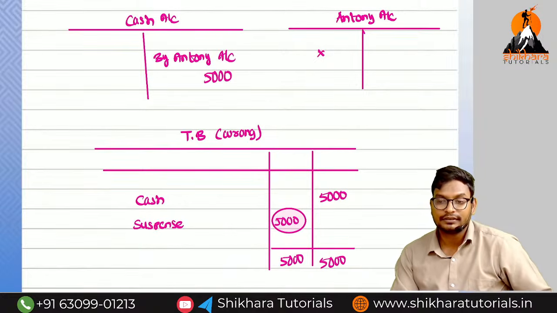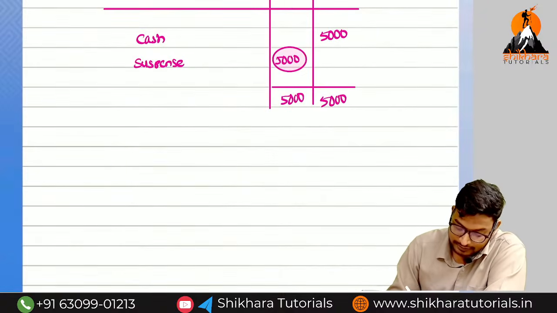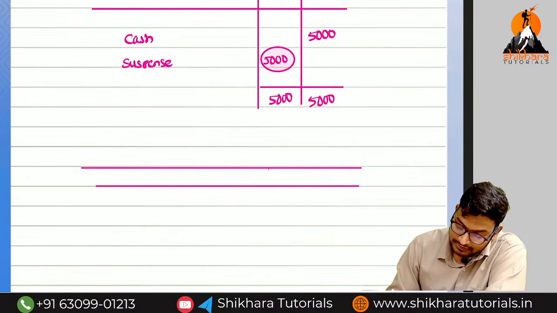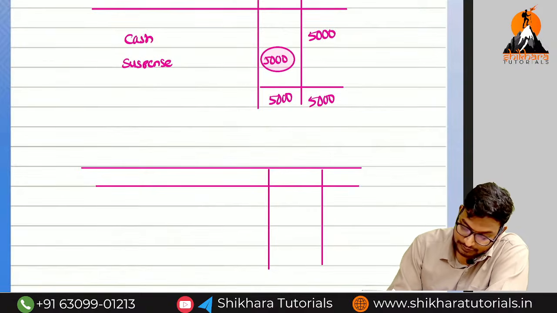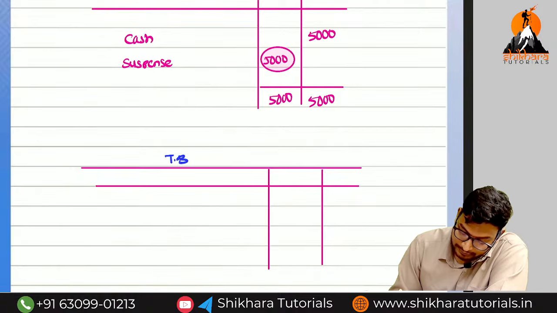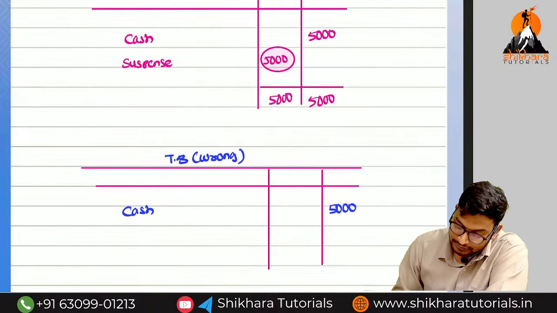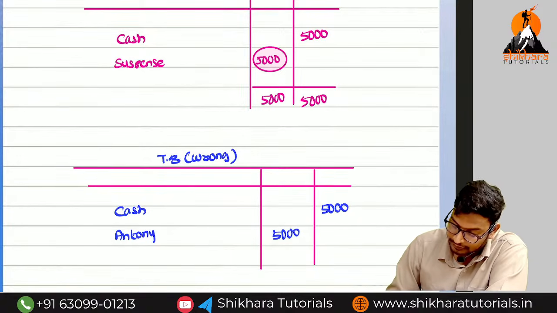Now how to rectify this one? We have to draw the correct trial balance and then we can compare. So what is the correct one? You know already. We have to record on which side? In the Anthony account debit side we have to record, but you have not recorded, amma. So this is the trial balance of the wrong one. Cash we have recorded will be on which side? Credit side. But instead of suspense, what should be there, ma? Anthony. How much, ma? 5,000. Now affecting or not affecting? Now this is not affecting.